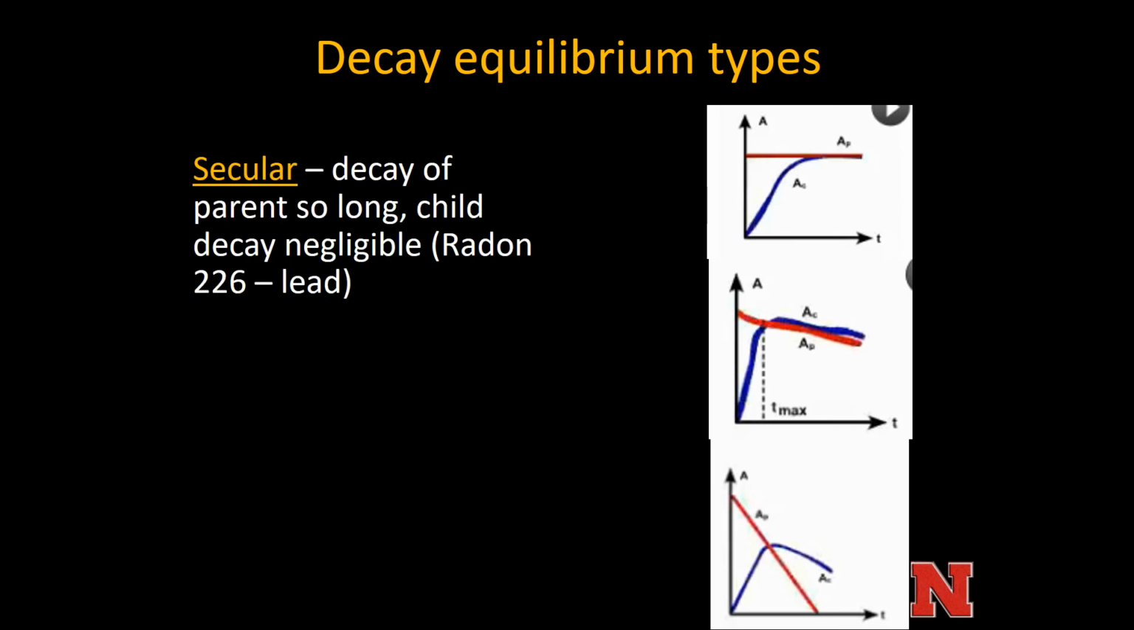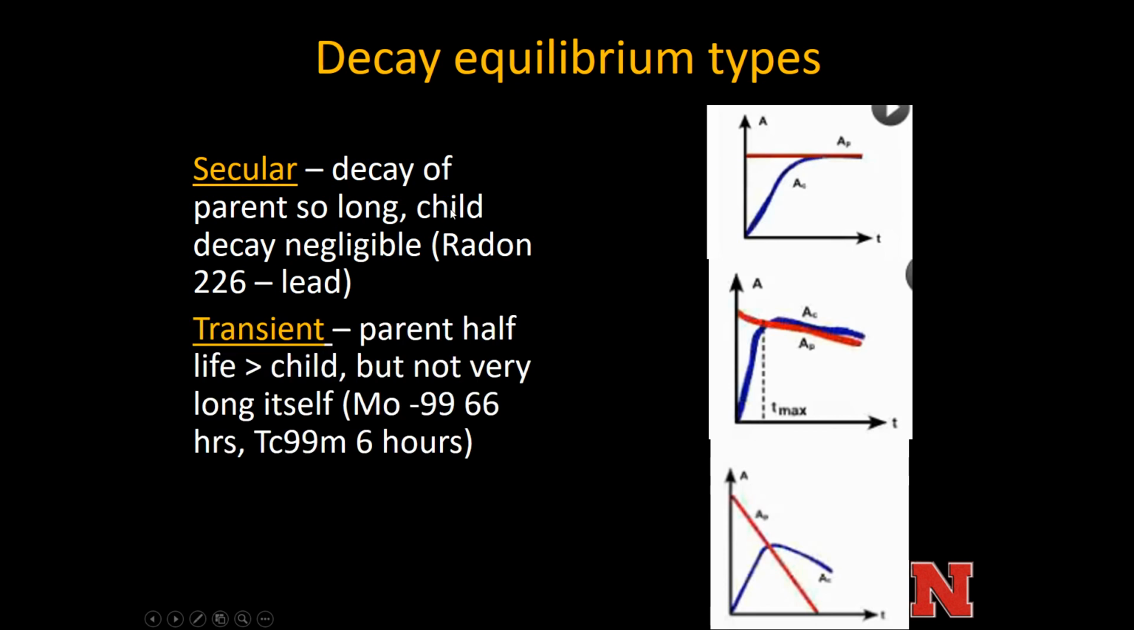So secular equilibrium, that's where the decay of the parent is so long that the child's decay is negligible. The example of this would be radon-226, which is frequently found in basements in Nebraska, turning to lead. So if you have secular decay, the parent half-life is so long that really any decay by the child products is negligible.